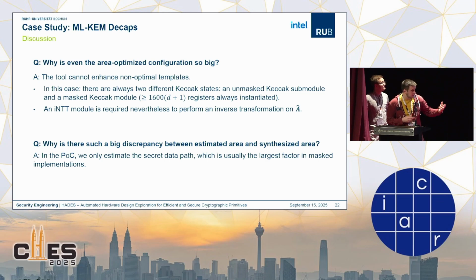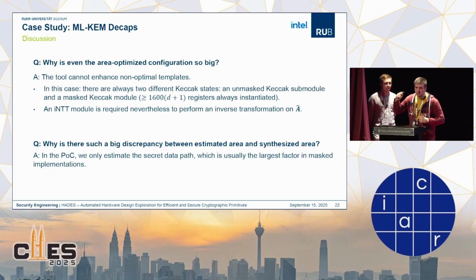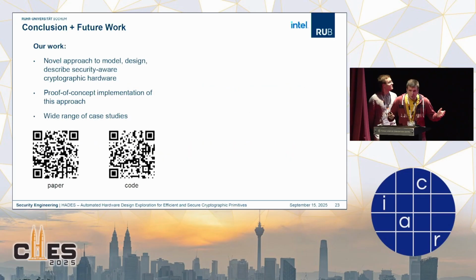Then where does this discrepancy between the estimation and the actual synthesis come from? This is because in our proof of concept tool, we only estimate the size of the secret data path, which is usually the limiting factor, or the largest factor in masked implementations. In principle, nothing speaks against also estimating the size of the public data path or the size of state machines. It's just more effort, and usually the order of the outcomes doesn't change, actually. So that brings me to the end.